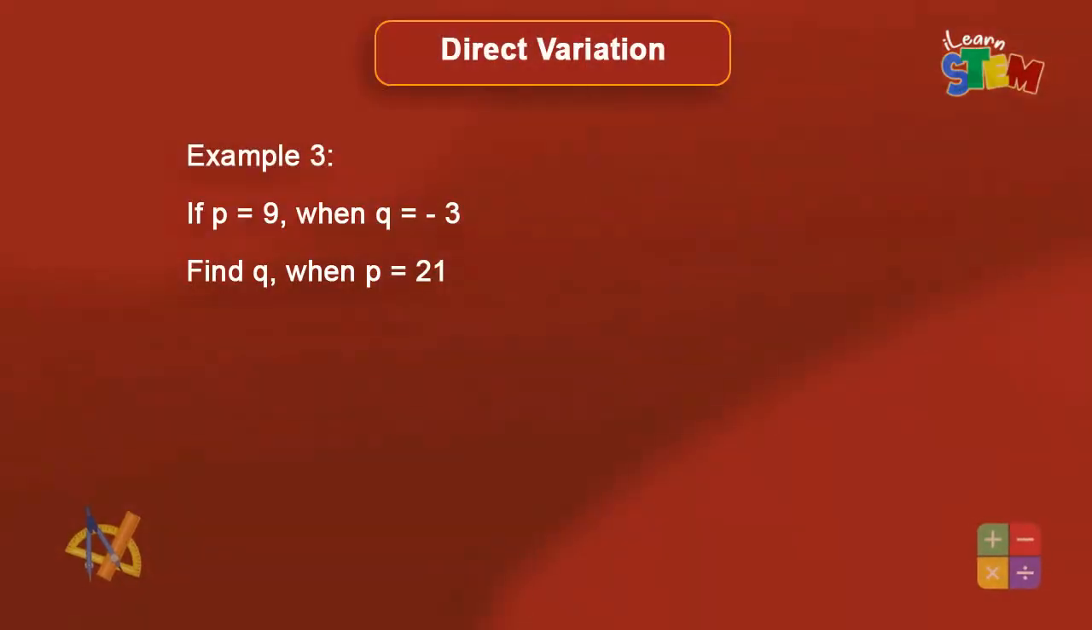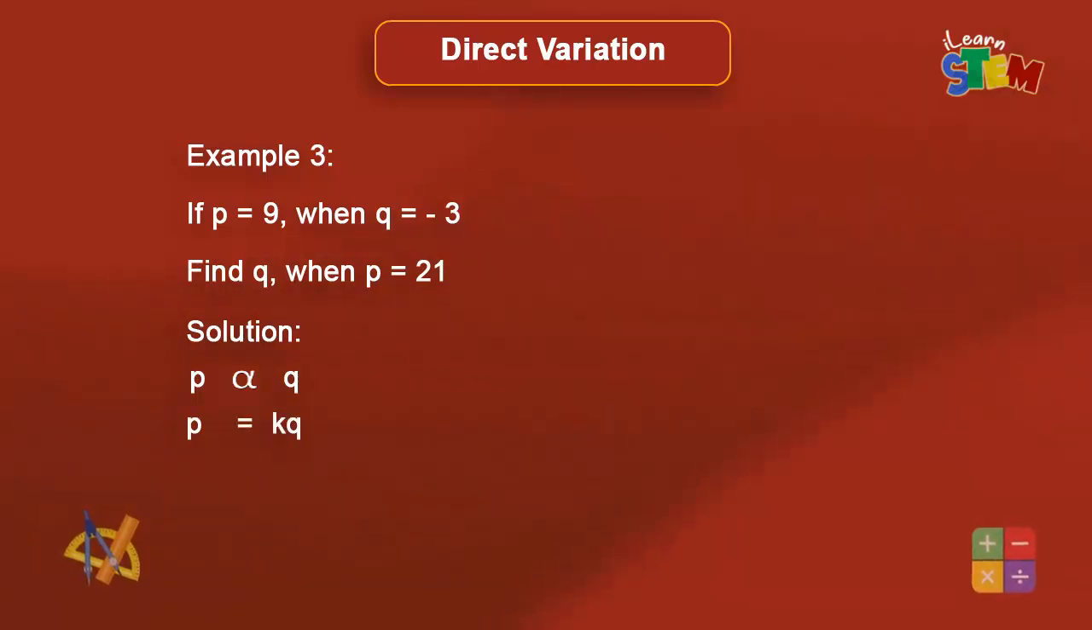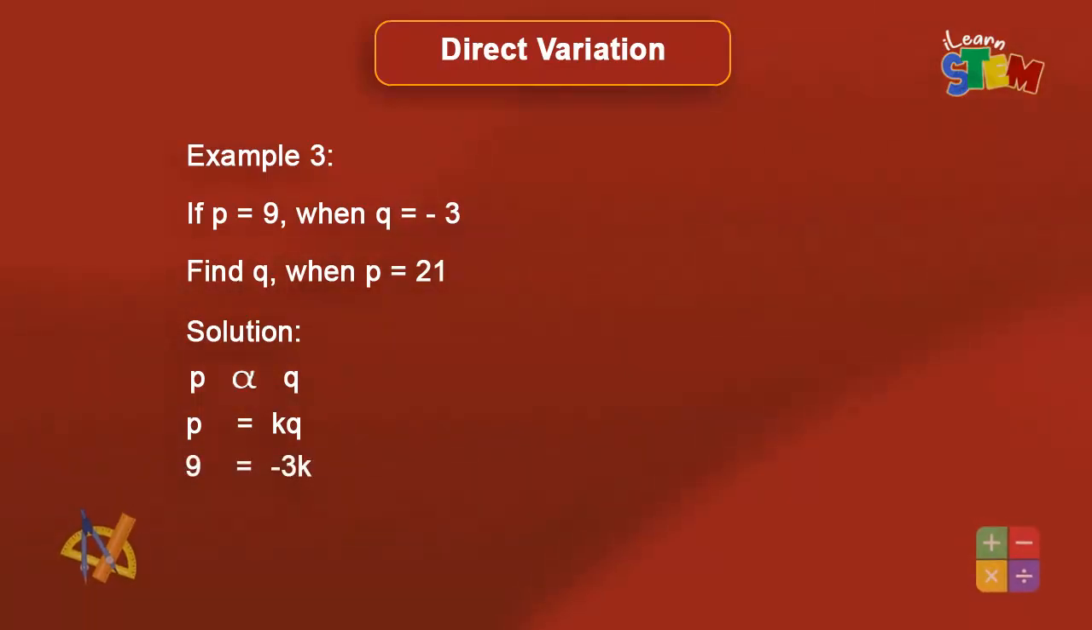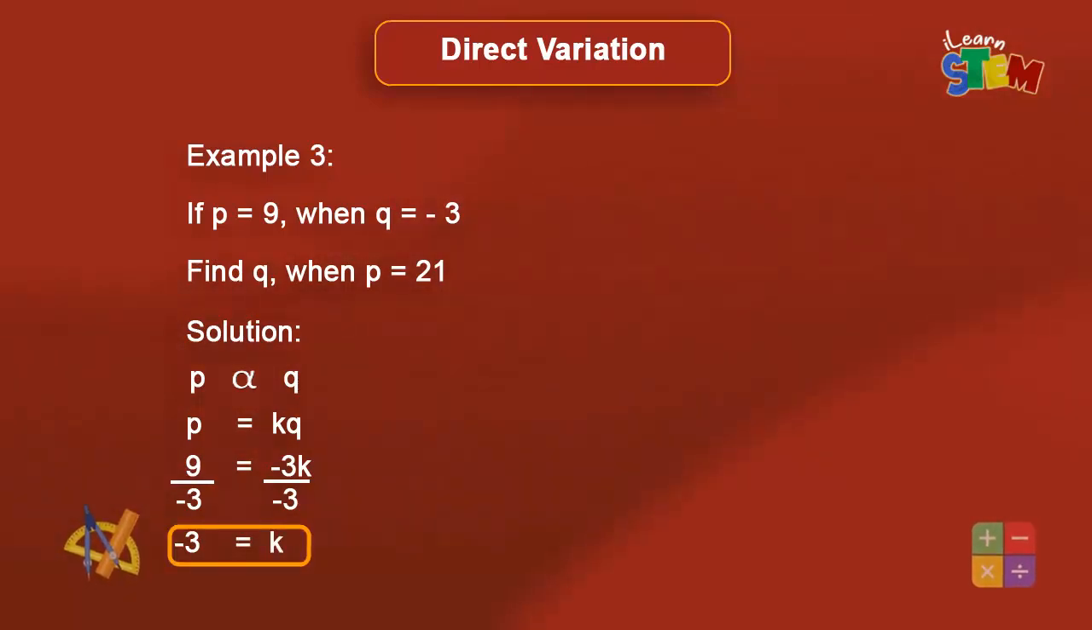Example 3. If p equals 9, when q equals minus 3. Find q, when p equals 21. Solution. P varies directly as q, meaning p equals kq, with k being the constant. Substituting our values for p and q, we have 9 equals minus 3k. Solving for k, we divide both sides by minus 3. 9 divided by minus 3 gives us minus 3. And minus 3k divided by minus 3 gives us k. So, minus 3 equals k.